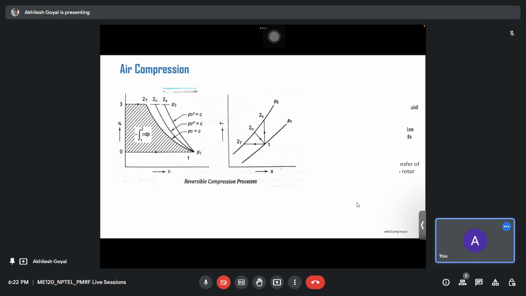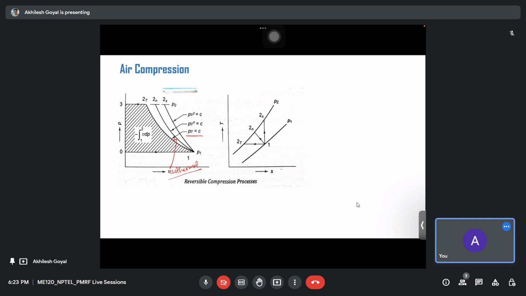So you can see these three processes: isothermal, reversible adiabatic and polytropic processes on this left figure. Also this hashed area shows the work done in the compression for different processes. Okay, so from this figure you can see the minimum work is done for this curve, that is PV equal to constant. That means this is the isothermal curve, right? So reversible isothermal compression results in the minimum work done.